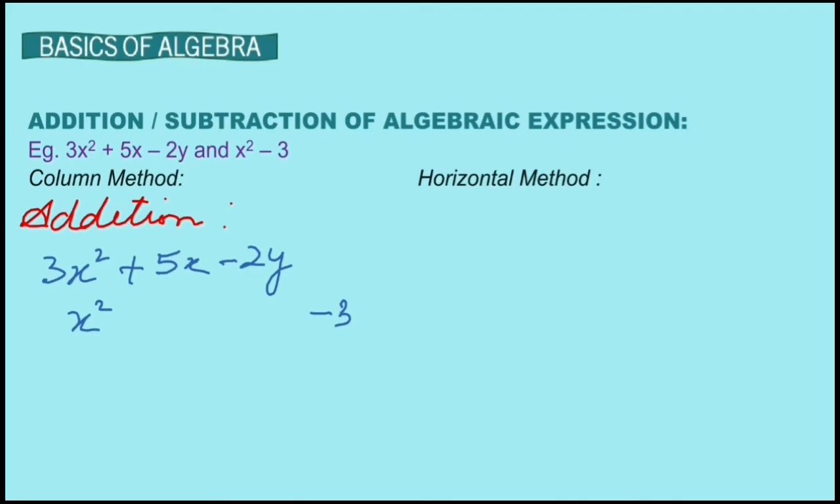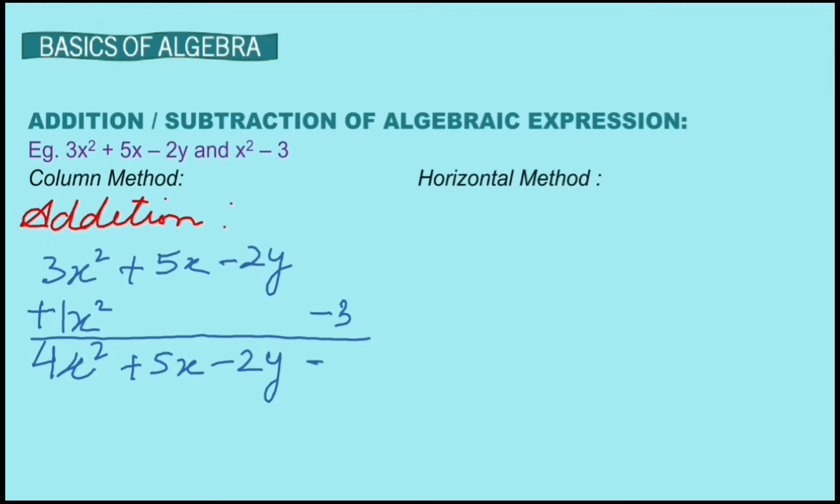In the second column, the first term is positive, so I am putting a plus sign. And you know that when there is no number before the term, it is 1. So let's start adding now. We will add downwards by adding the coefficients of like terms. So 3 plus 1 is 4. This way our first term becomes 4x square. Now as there is only one term of x, we will just take it down. And same way minus 2y. The last term is also single, so it will also remain minus 3. So this is the sum.